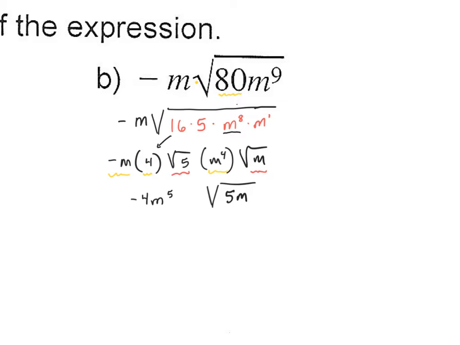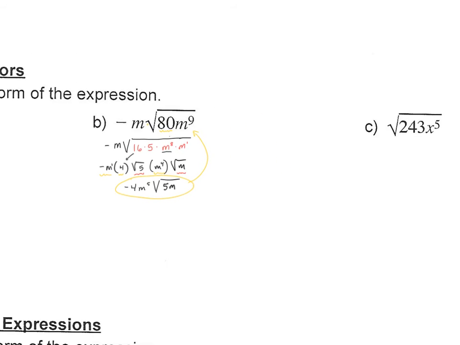And I guess I could have put that a little bit closer. Negative 4m to the 5th times the square root of 5m. And it's m to the 5th because you got to remember this m over there is to the first power. So that is a simplified expression for that. And looking at the radical, again, there's no perfect squares left inside the radical.